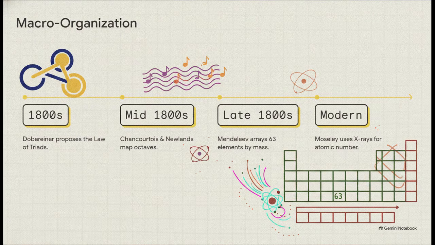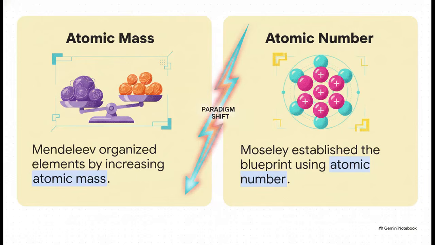Back in the 1800s, Dobereiner noticed patterns of 3, which he called triads. By the mid-1800s, Newlands tried to map elements like musical octaves, but, well, that only worked up to calcium. Then Dmitry Mendeleev comes along. He brilliantly arranged 63 elements by atomic mass into a grid, literally leaving blank spaces for elements he predicted would be discovered later. He really is the father of the periodic table. But Mendeleev's grid had a slight flaw. He organized everything by atomic mass.